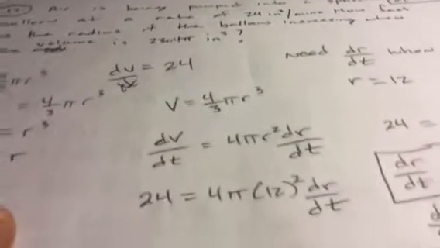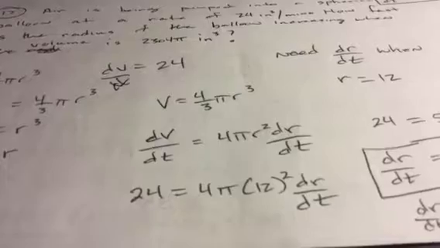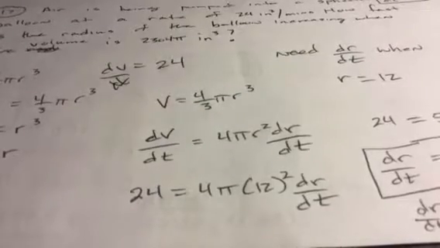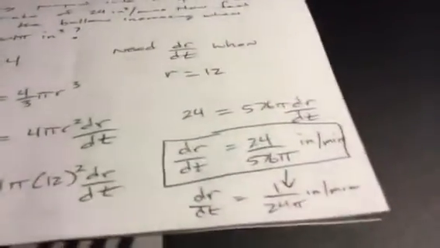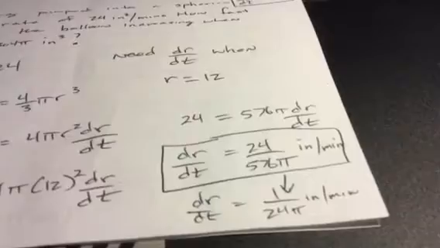You have dr/dt. Again, the 3 comes down, power rule, cancels off with the other 3. Then we know the radius is 12. Plug that in right there. And let's do some solving. All right, again, pi's in the denominator. Don't forget that.